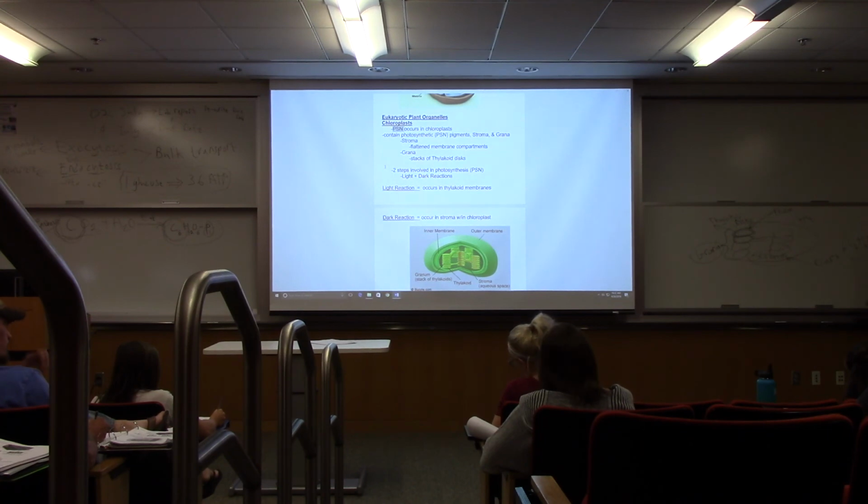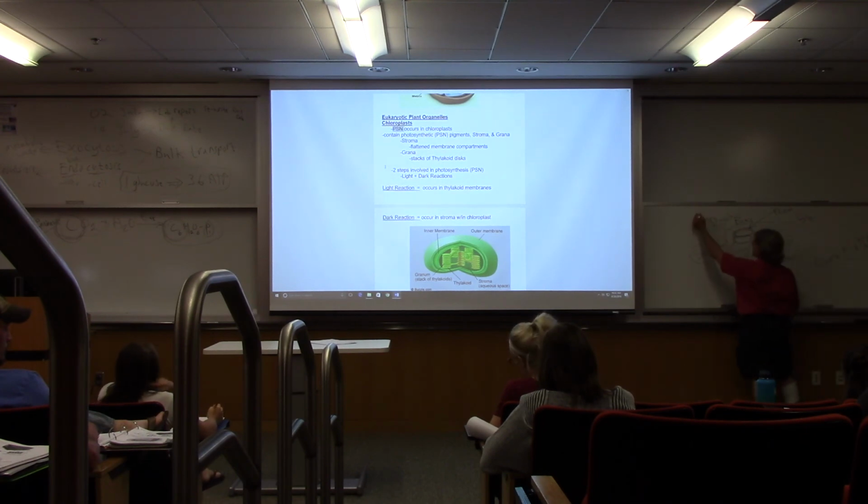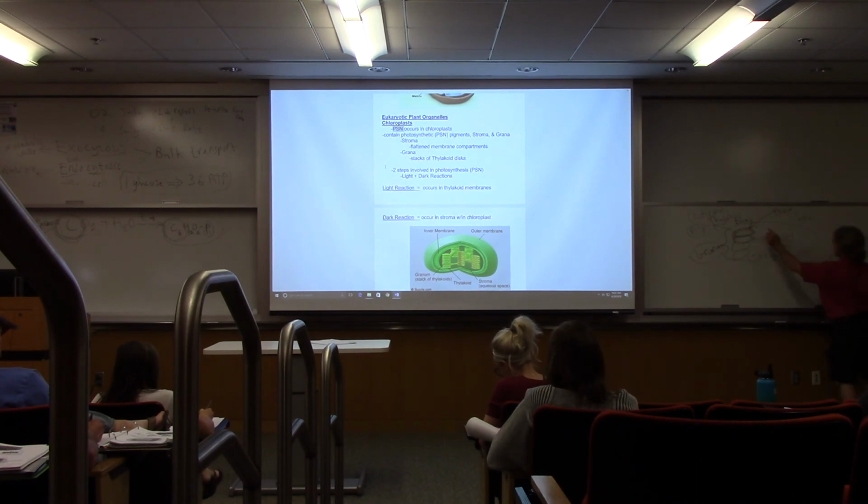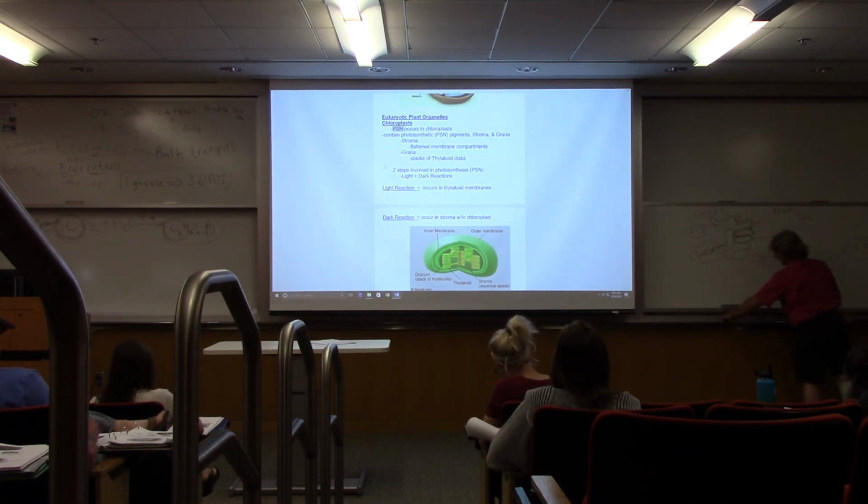Light reactions, you need ATP and NADPH. Okay? I'm going to talk more about this. NADPH and ATP come from the light reactions, and the NADPH and ATP will drive the dark reaction to produce a sugar phosphate.